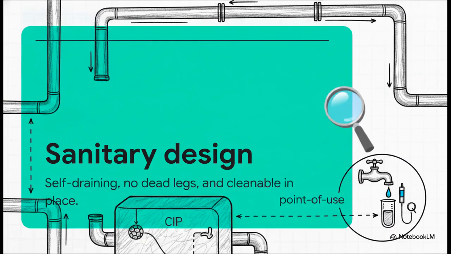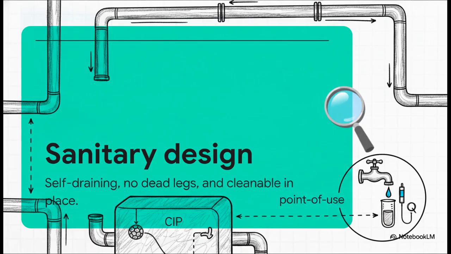Before we get into the weeds of specific systems, we really need to establish the baseline for literally any utility that contacts our product. Having a shared vocabulary is the first step to consistent contamination control. There are 2 absolute core concepts you've got to understand here. The first is sanitary design. Now, this isn't just about looking sparkling clean. It means your equipment and pipework must be explicitly engineered to be self-draining, entirely free of dead legs, and fully capable of being cleaned and sterilized in place.